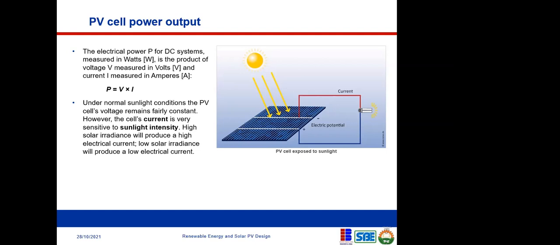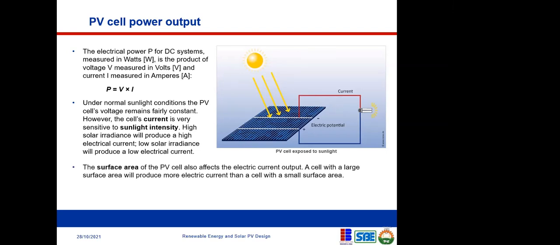Now, low solar irradiance will produce a low electrical current. The surface area of the PV cells also affects the electric current output. If you have larger PV cells, common sense tells us that you're going to have a larger electricity output. And if you have a smaller PV system, PV arrays or PV solar modules, you're also going to have a lower electrical output. So the surface area determines the amount of energy you're going to get out of the system.